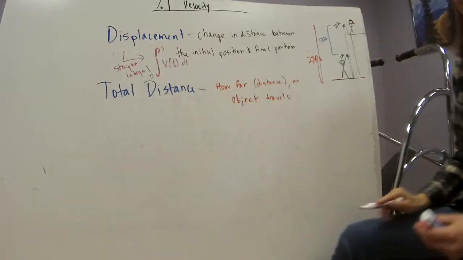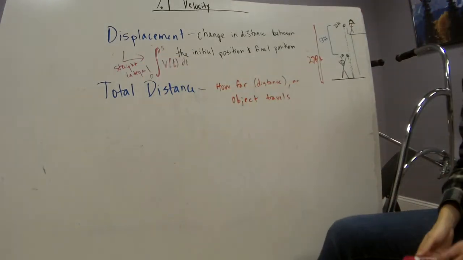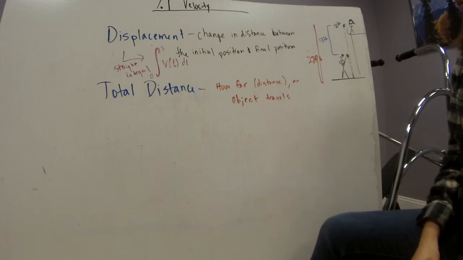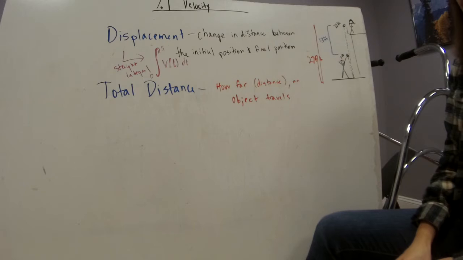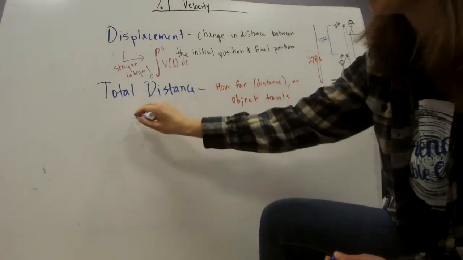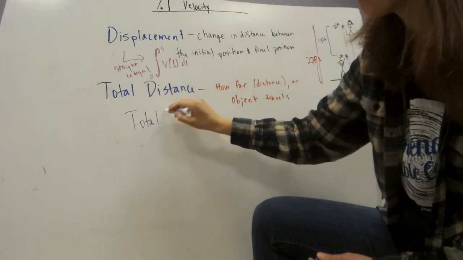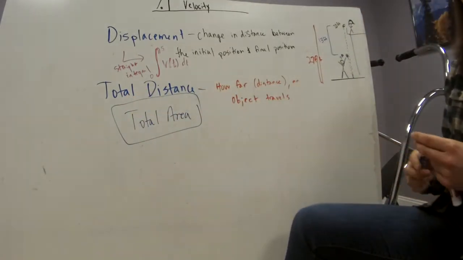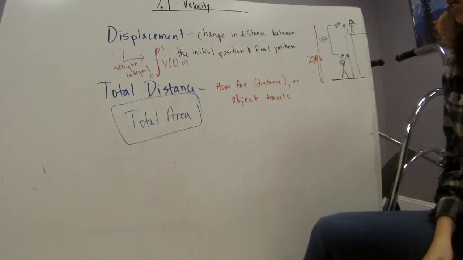Now, total distance we'll talk about a little bit more when we actually do an example here. So we'll do one, and we'll see how those end up different. But total distance is how far it travels, so it's actually kind of like total area. So what you might want to write down if you're taking notes is that this is going to be like total area, and once you see that again, you'll be like, oh yeah, I remember how that's different. All right, so you're going to see that.